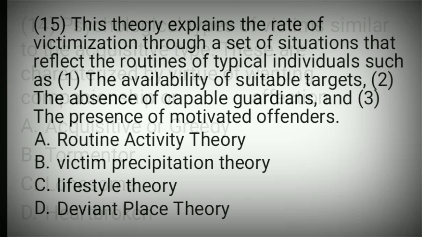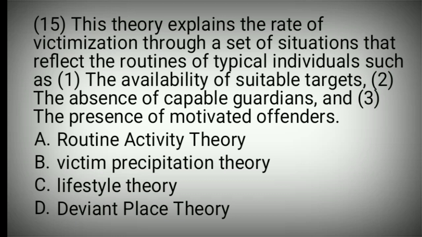15. This theory explains the rate of victimization through a set of situations that reflect the routines of typical individuals, such as, number 1, the availability of suitable targets, number 2, the absence of capable guardians, and number 3, the presence of motivated offenders. A, Routine activity theory. B, Victim precipitation theory. Letter C, Lifestyle theory, or letter D, Deviant Place Theory.